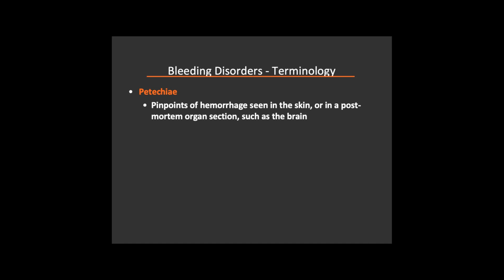So some other terminology I'd like you to know with bleeding disorders: petechiae. These are pinpoint hemorrhages that you can see under the skin and even behind the sclera of the eyes. You may be able to see petechiae post-mortem in the organs. You can see it in the brain, for instance, very well.